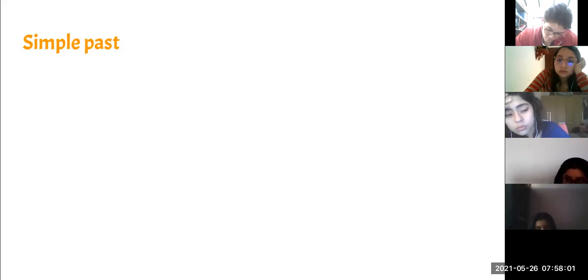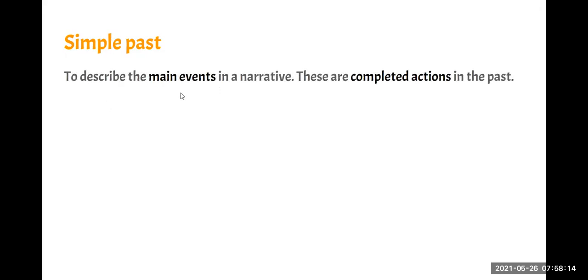Very good, very good. And also, we use this simple past when we are talking about the main events in our story. Okay, let's see. Describe the main events in a narrative, and these are completed actions in the past. Very good. So, remember the main events, the important events in our stories, we tell them in the simple past. Okay? I'm going to give you an example here.